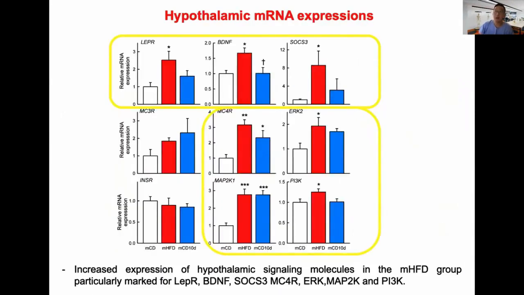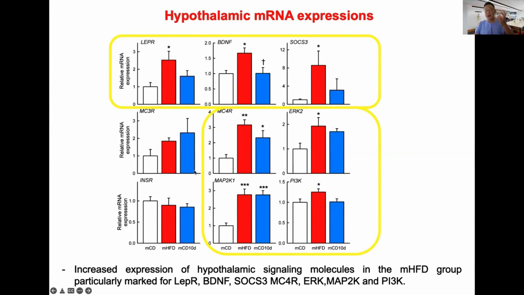Now, when we looked at the hypothalamic mRNA expression using PCR analysis, I'm pretty sure you are all very familiar with PCR now because we do it every time with COVID, checking for the COVID infection. We saw a marked increase in the leptin receptor, BDNF, SOX3, melanocortin-4, ERK, MAP2 kinase, and PI3K, all involved in the changes in the sympathetic nerve activity.